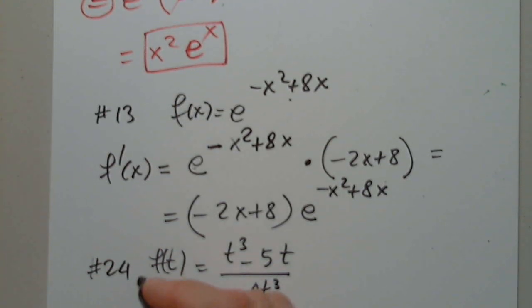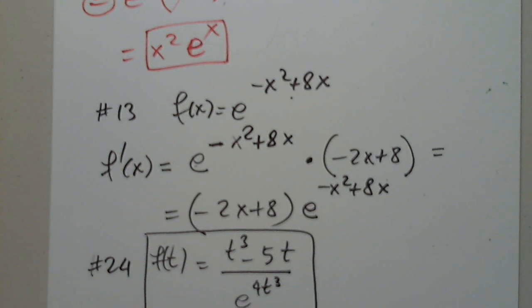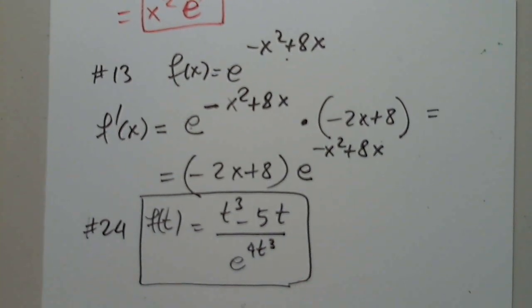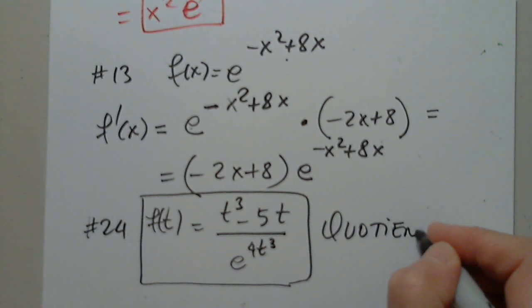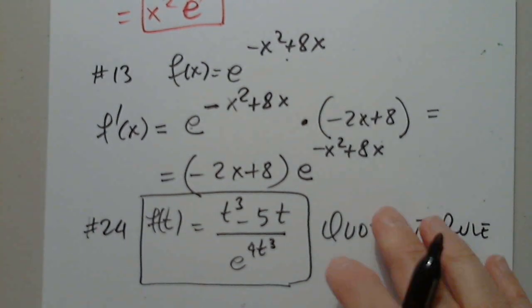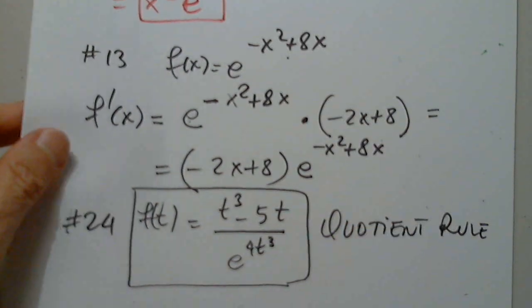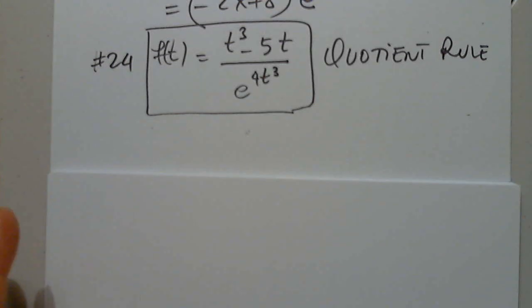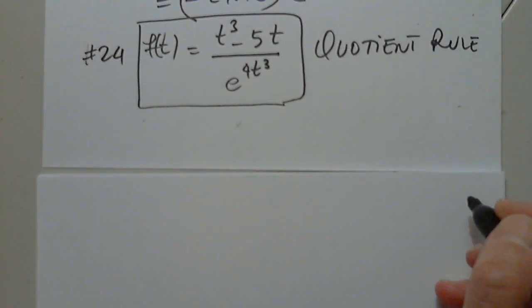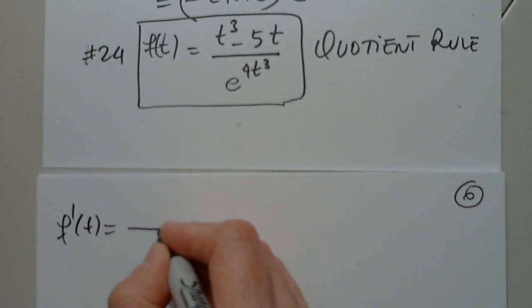Good. Which rule applies now for this? Once I knew the quotient rule. Very good. Awesome. So let's apply the quotient rule. Remember how we apply the quotient rule. If you need me to write the formula again, I will. Just let me know. So f prime of t.